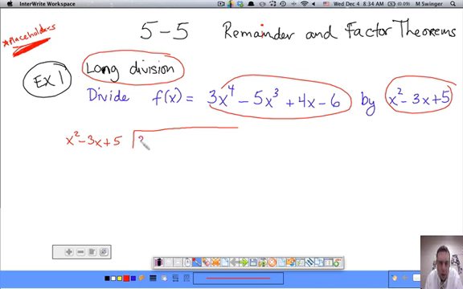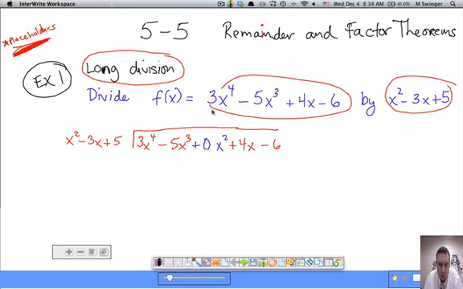Watch. 3x to the 4th is the highest degree. You got to go highest degree to lowest degree. Minus 5x cubed. Notice there are no x squareds. So I'm going to put 0x squared. And then there's 4x. And then minus 6. It's highest to lowest. Okay? Now, erase this. Now you just look and see.